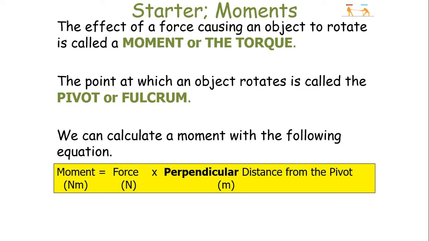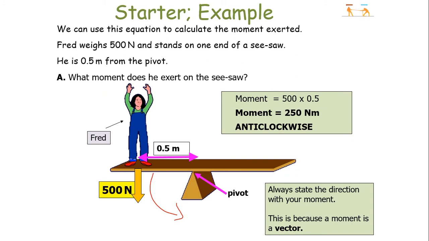The point which an object rotates about is called the pivot or the fulcrum, and we can calculate a moment with the equation moment equals force times by perpendicular distance. So let's look at an example question. In this particular question, you can see that Fred has a perpendicular distance of 0.5 meters between the pivot and where his force is acting. So his distance is 0.5. His force, which is his weight in this example, is 500 newtons acting down. So the moment is 500 times by 0.5, which is 250 newton meters.